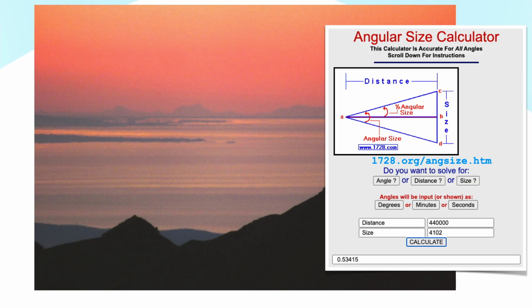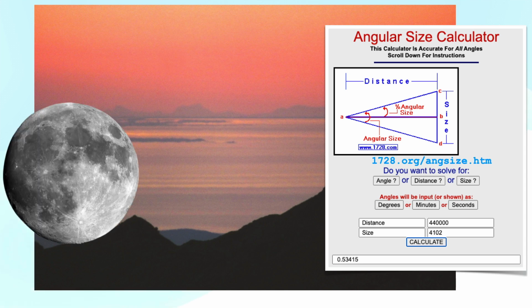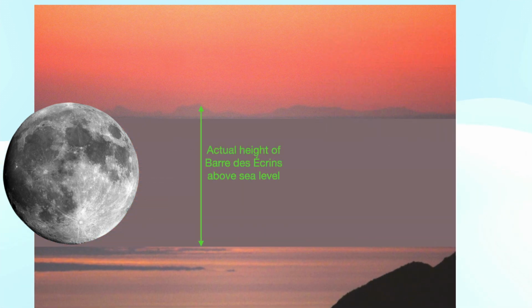A fun thing to do is to compute the angular size of distant objects. In this case, the 4,102 meter tall mountain at a distance of 440 kilometers, resulting in just over half a degree in angular size. The full moon is a bit smaller than that, scaled to the lens the photographer used, lined up with the top of the mountain. And again, we can estimate how tall the mountain would appear if the Earth were flat and level, rather than having most of it hidden by Earth curvature.